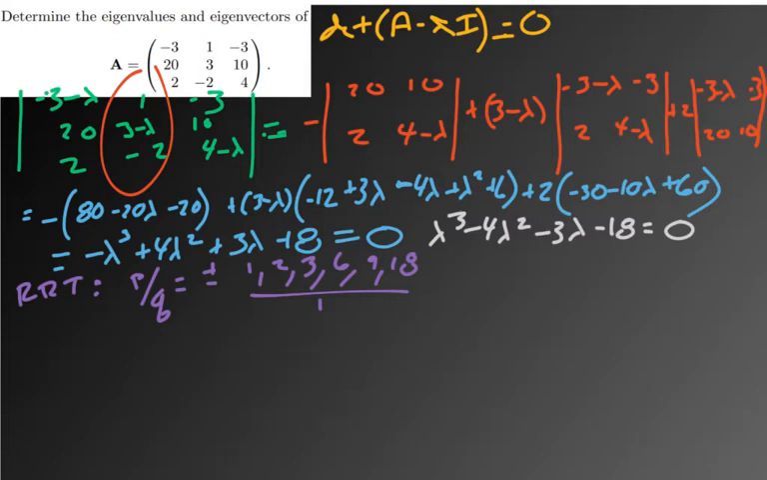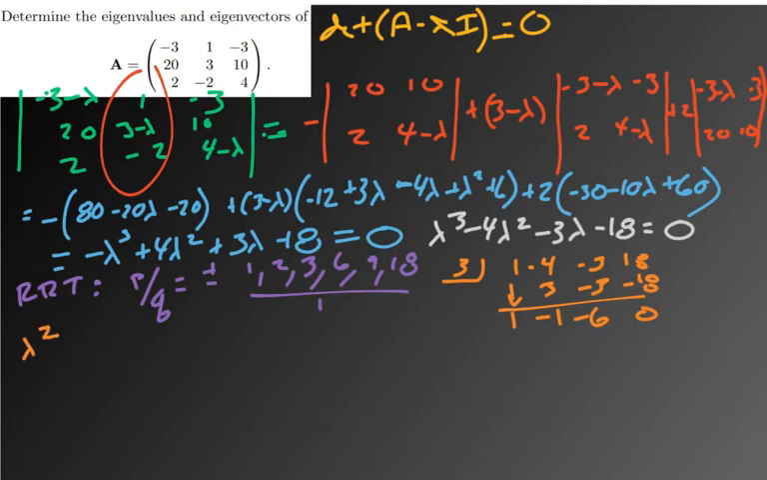In this case, you can see that, for example, 3 is a root. So I would do synthetic division with 3. Using the coefficients 1, -4, -3, 18, I'd bring that down. This would be -1, -3, 6, then -6, -18, 0. And so we've reduced the cubic down to this quadratic, and actually, it factors nicely. So we get lambda minus 3, lambda plus 2 equals 0.